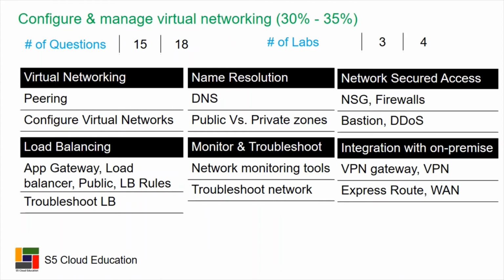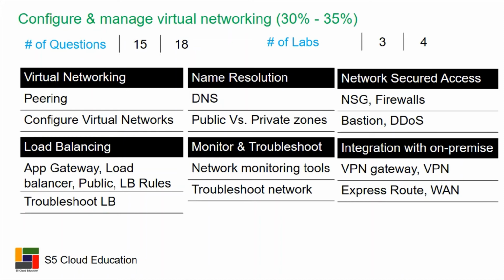Configuring and managing virtual networks is one of the key capabilities an Azure administrator needs to have. Setting up a virtual network is about setting up a data center virtually to create a private network space for your resources. With an allocation of 30% to 35%, we can expect 15 to 18 questions, of which 3 to 4 are labs. As an administrator, set up virtual networks, define DNS, both public and private, set up network security through network security groups, firewalls, and bastion servers to limit exposure, and DDoS protection to enable perimeter security.